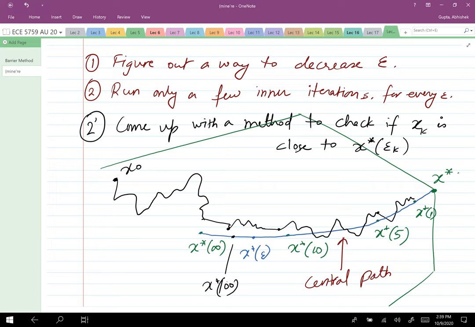Okay, so let's, you know, we are just 5 minutes. We just have 5 minutes. So let me pause here for questions. Are there any questions on the way this algorithm works?